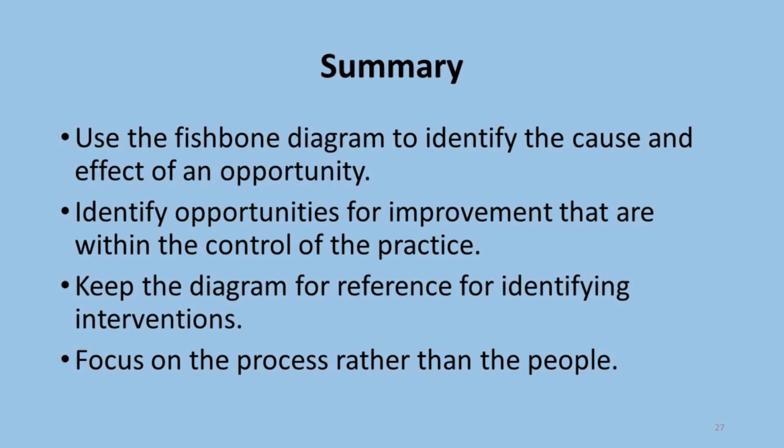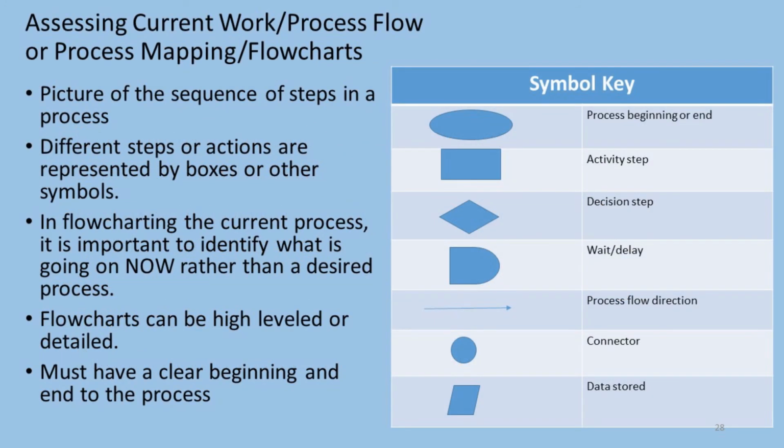In summary, use the fishbone diagram to identify the cause and effect of opportunity. Identify opportunities for improvement that are within the control of the practice. Keep the diagram for reference for identifying interventions and focus on the process rather than the people. Next session's attention will be on the process flow.